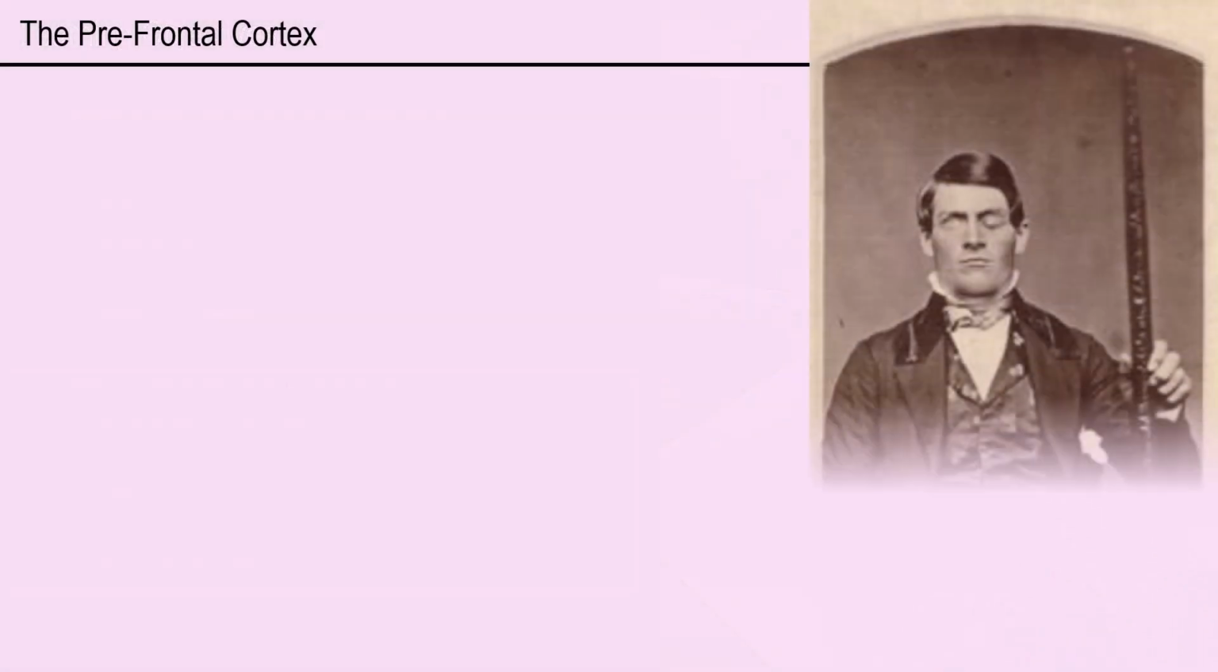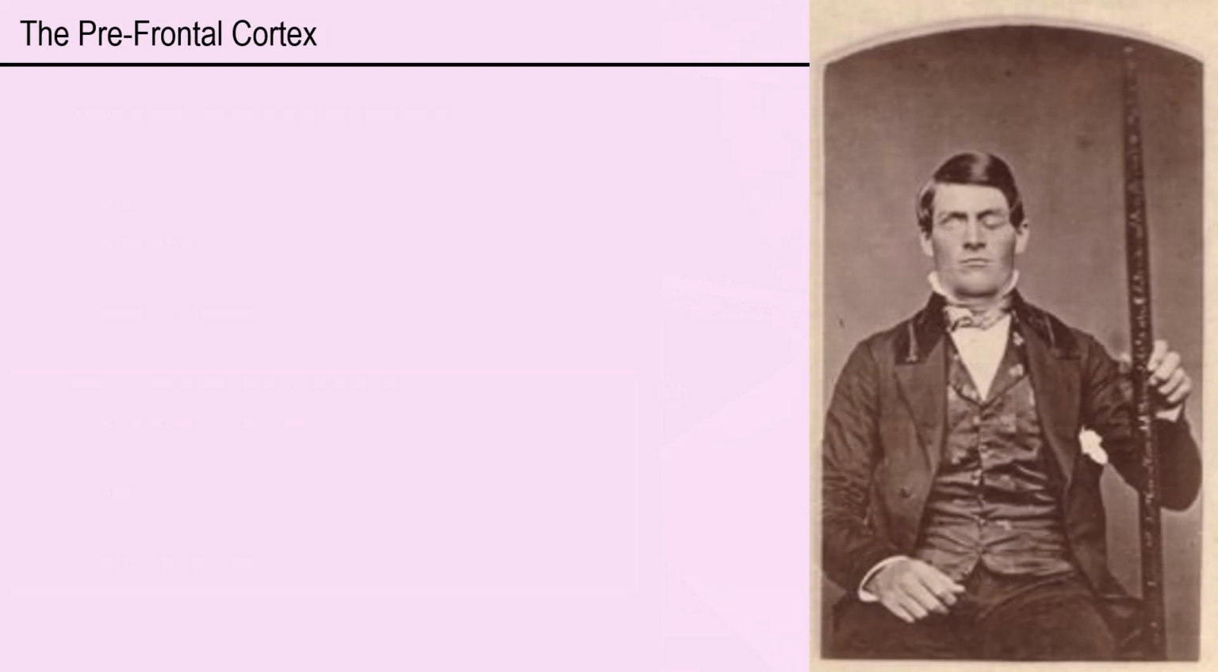Our first case study is related to this person here. This person is famous in the history books of medicine and neuroscience. This is Phineas Gage, who lived between 1823 and 1860. Phineas Gage's story is one of the most fascinating and influential in the history of neuroscience.